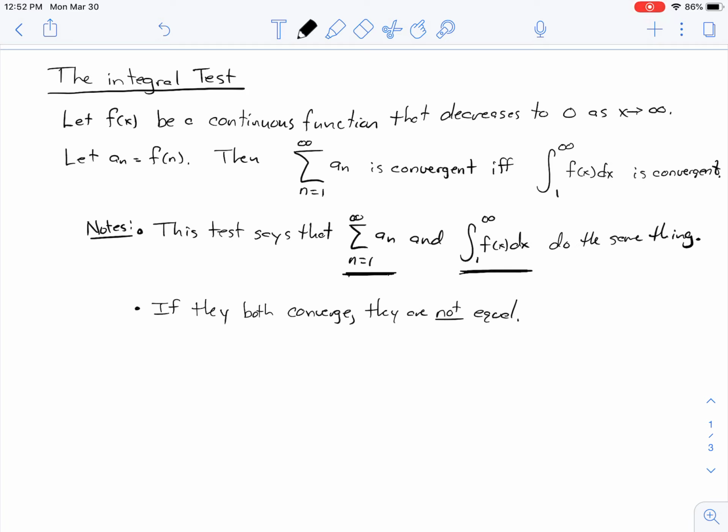All right, let's look at an example. This right here, 1 over 4n plus 1, and n goes from 1 to infinity. If we extract this function, f of x is 1 over 4x plus 1. That is a continuous function, and as x grows large, f of x decreases to 0. So what we want to do is integrate this function from, let's see, we can't do from 0. It's supposed to be from 1 to infinity.